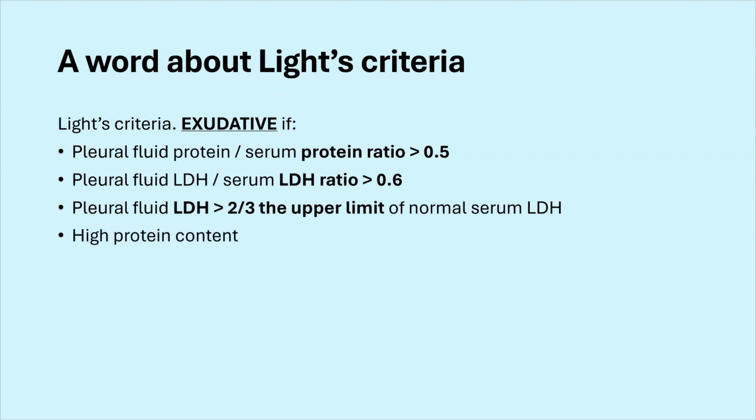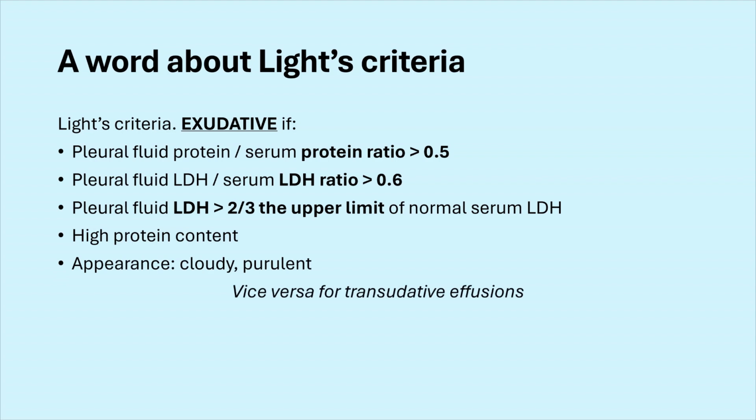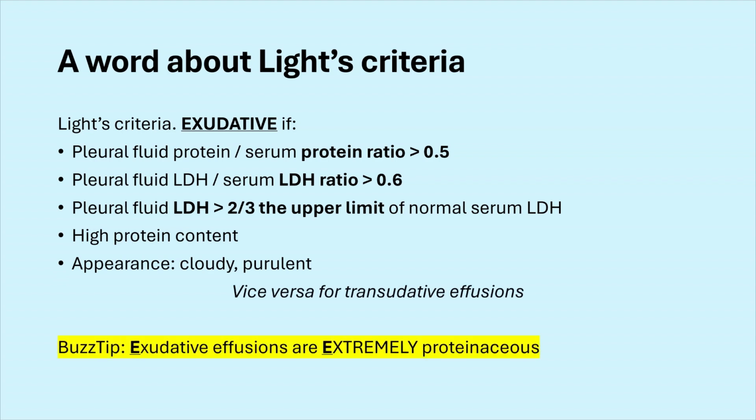Generally speaking, an exudate has a high protein content. They appear cloudy and purulent, and all these are vice versa for transudative effusion. A handy tip to remember is exudative effusions are extremely proteinaceous. Now, let's move on to what an empyema is.